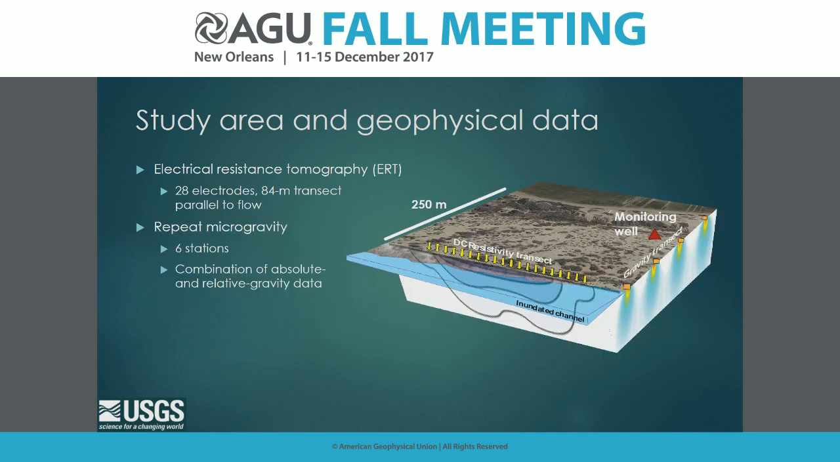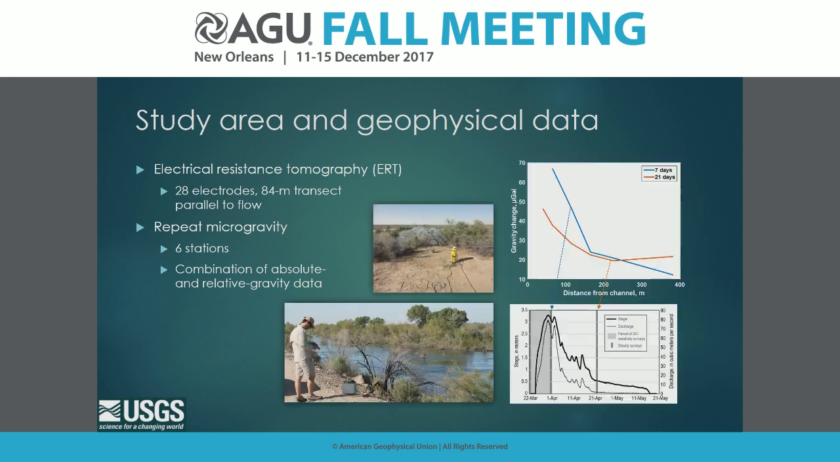The repeat microgravity data consisted of 6 stations, and this transect is perpendicular to flow. So the resistivity and the gravity are perpendicular to each other. Again, 6 stations, a combination of absolute and relative gravity data. This is an A10 absolute gravity meter and a Burris relative gravity meter there.